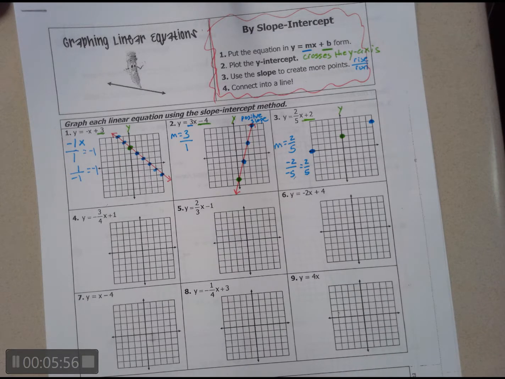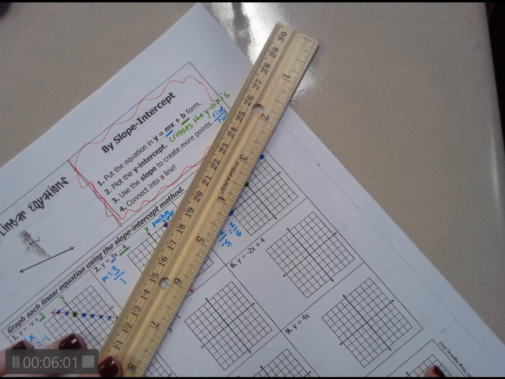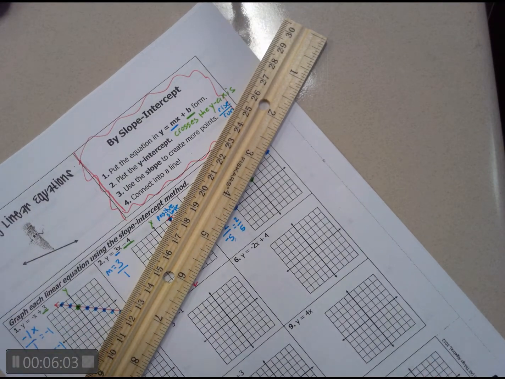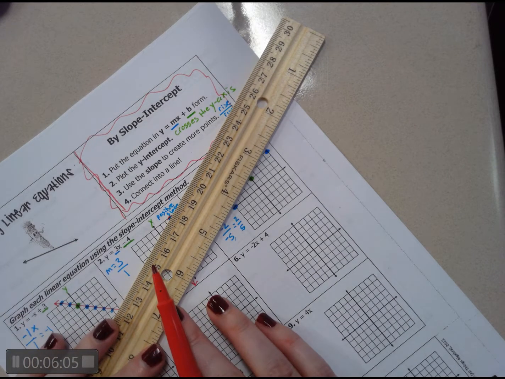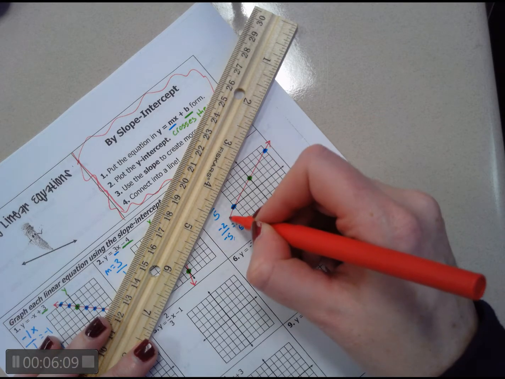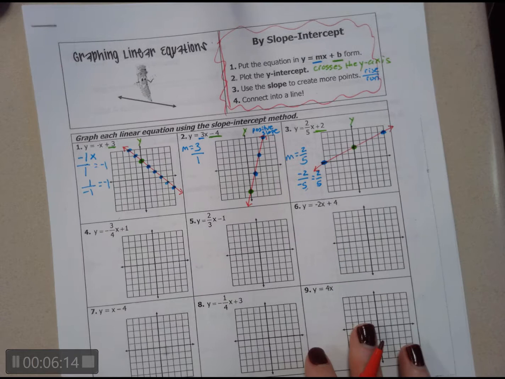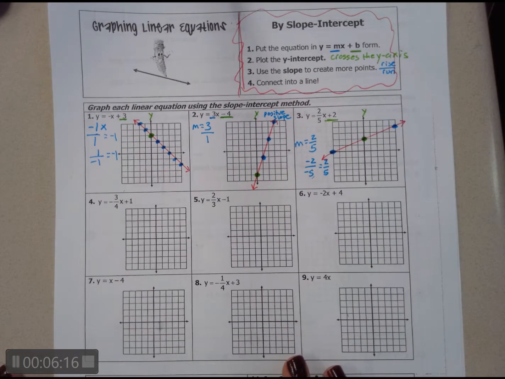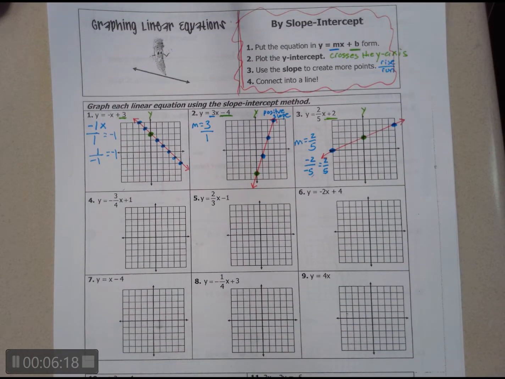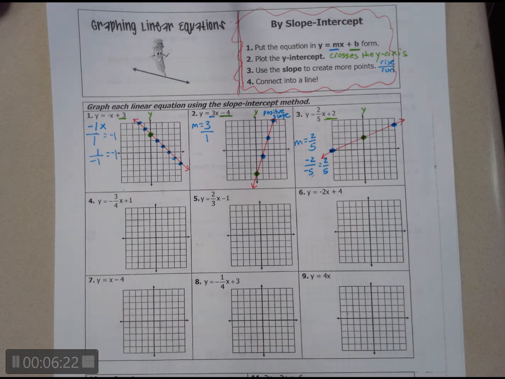I know that's a tricky concept, okay? But we're just going to have to work through it. And so then we're going to line it up nice and straight with our ruler and connect our line. There we go. Alrighty, I think I'm going to try one more with you guys, and then I want you guys to try the rest, okay?